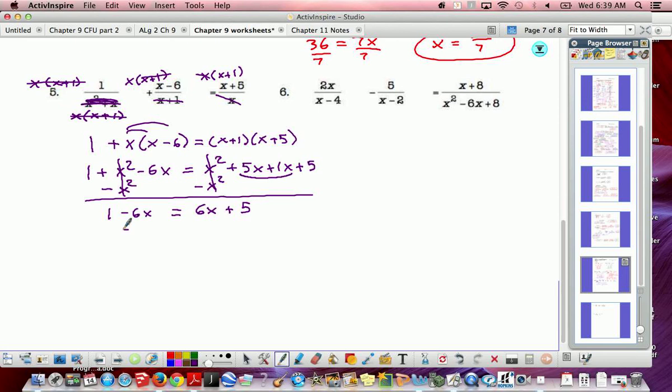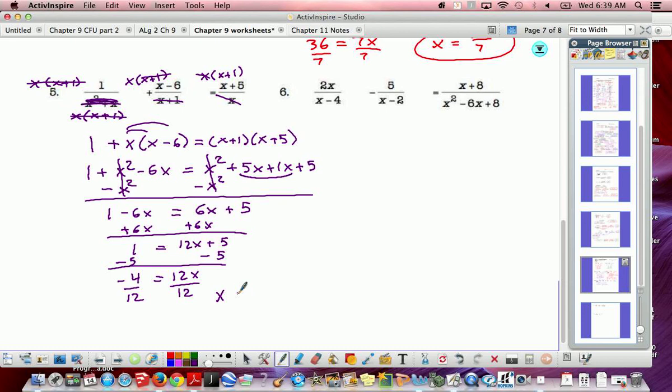So now, I'm going to add 6x to both sides. When I do that, I have 1 equals 12x plus 5, subtract 5. I have negative 4 equals 12x, divide by 12. X equals negative 1/3.